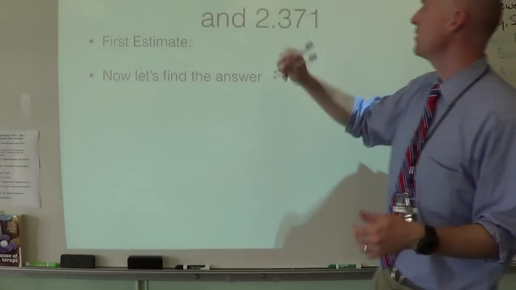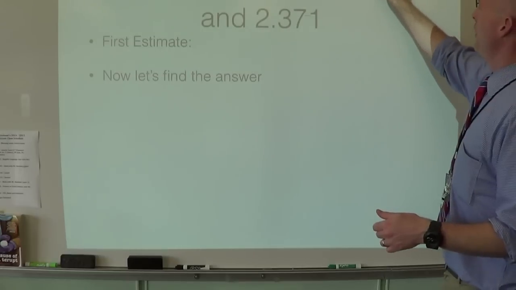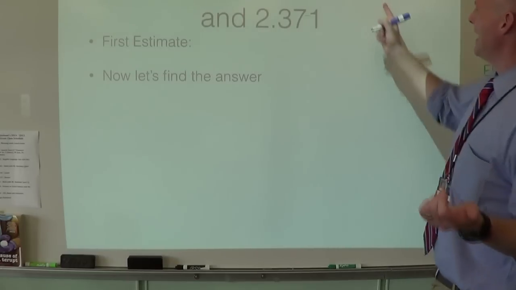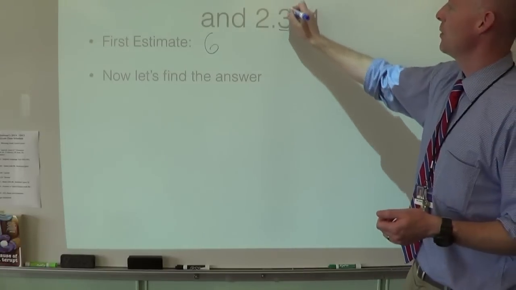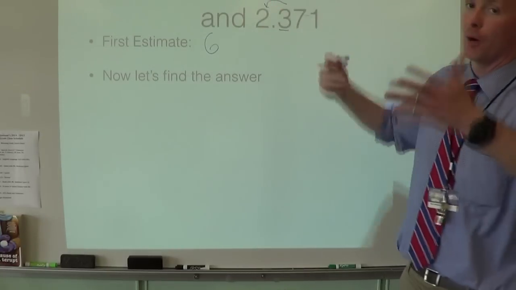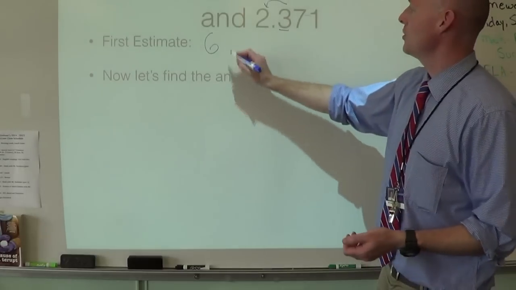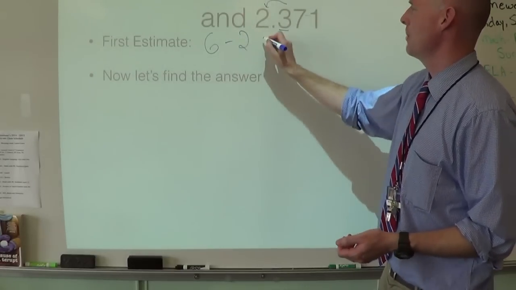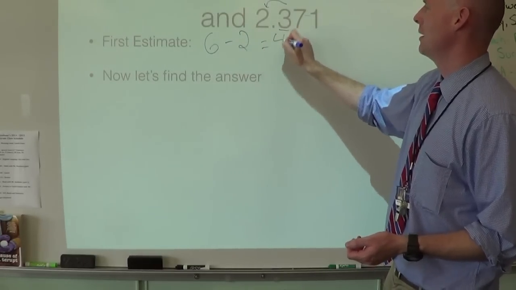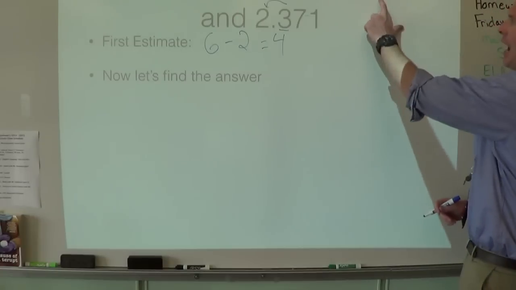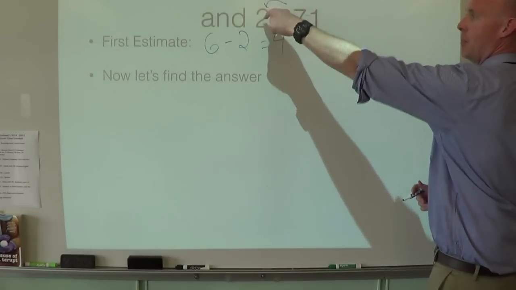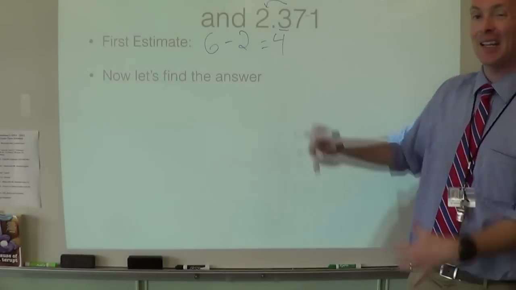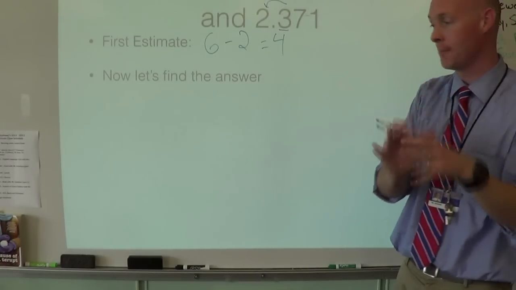Let's do it. First we're going to estimate. So that number is actually kind of close. We'd round up to 6. This we would round, well, round down or really just stay the same. 6 and 2. So 6 minus 2 is equal to 4. Now did you see how I did that? I just rounded them to the nearest whole number. So we know our answer is going to be kind of close to 4.